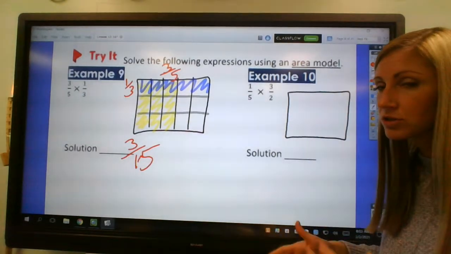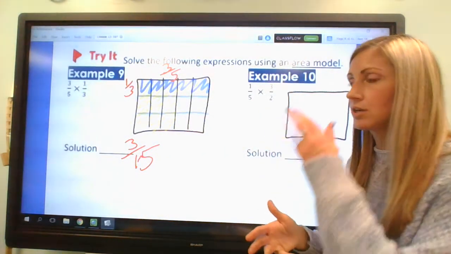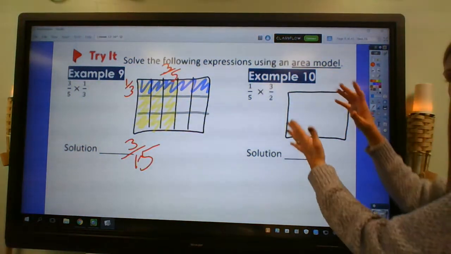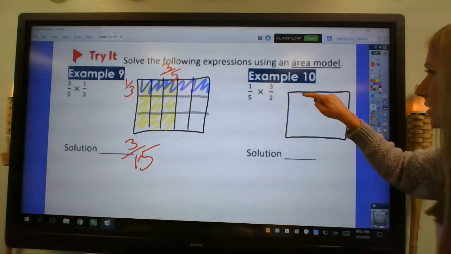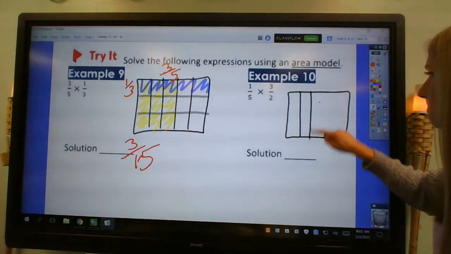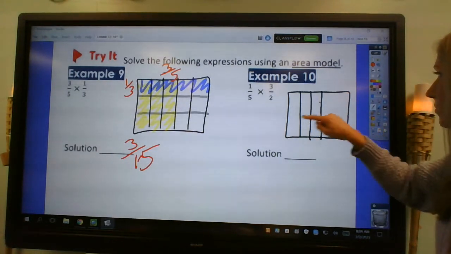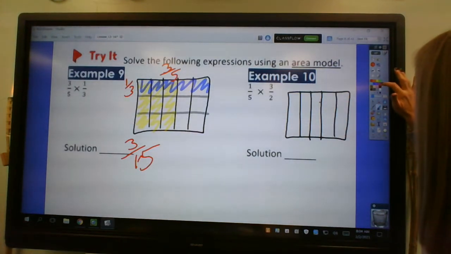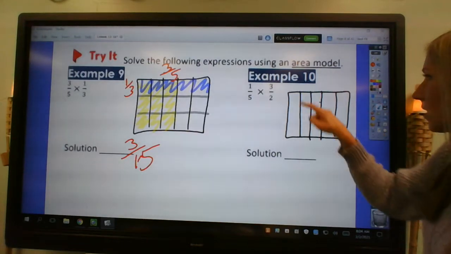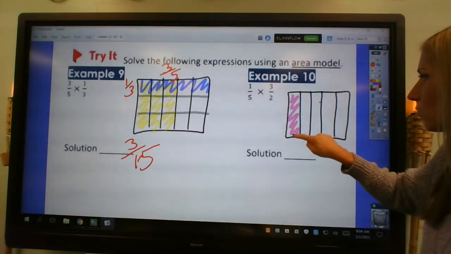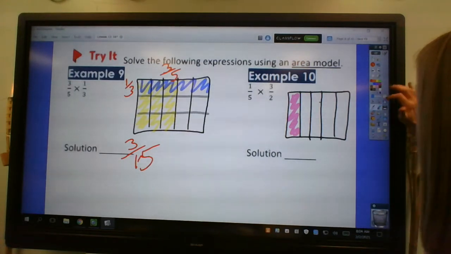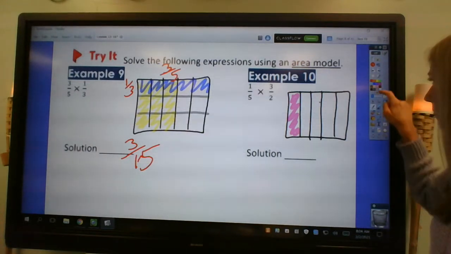Now you can show any fraction in the columns or rows. It doesn't matter which one you do for which. It would just be like yours is kind of turned compared to mine. So I'm going to do fifths again this way. 1, 2, 3, 4, 5. Okay, so I have my fifths. And then I'm going to shade in my 1/5. There's my 1/5.